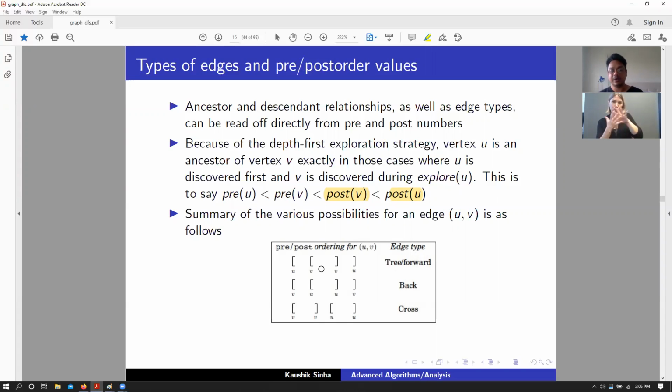Okay, got it. So the opening brackets essentially say that this is when I start with U, then I start with V. Once I start with V, I need to finish up with V, and once I'm done with V, I need to also at some point finish with U.